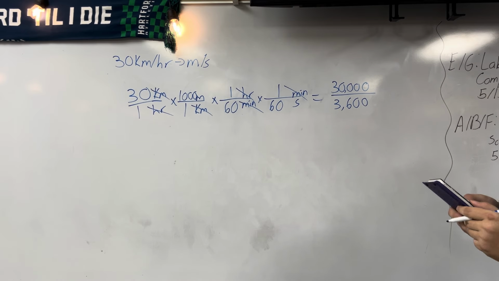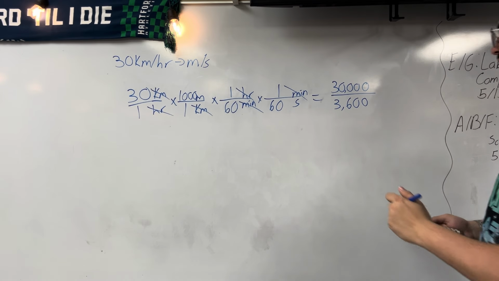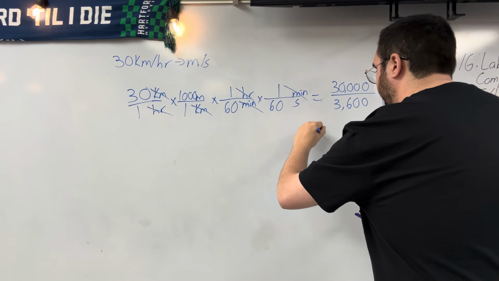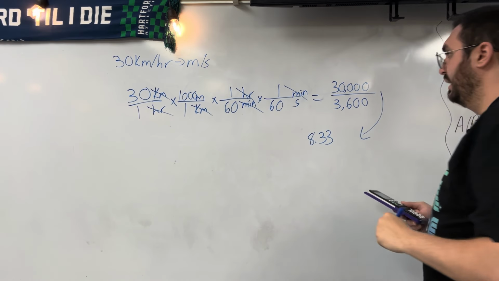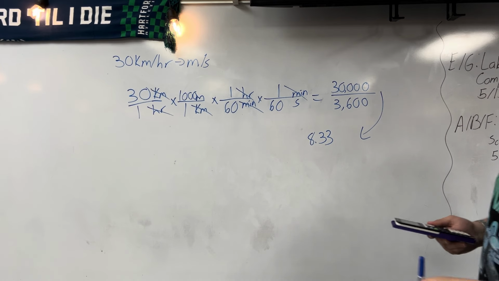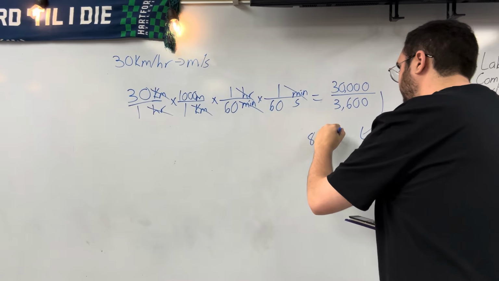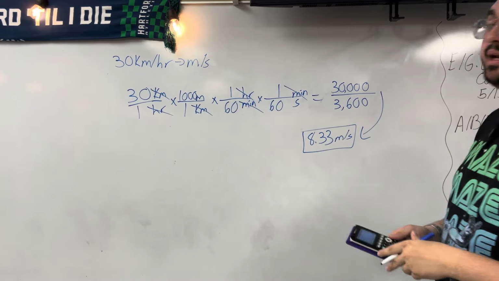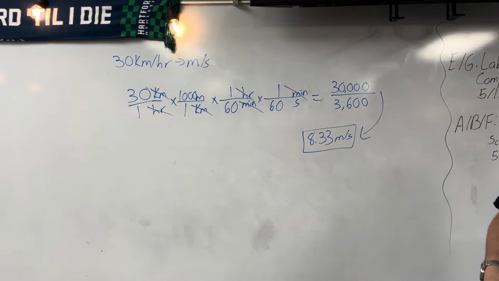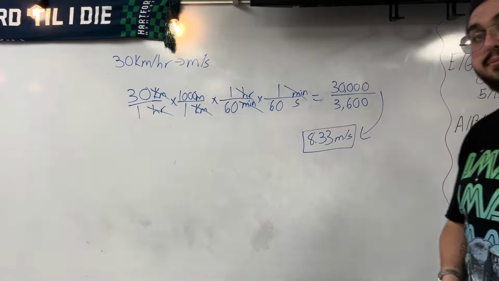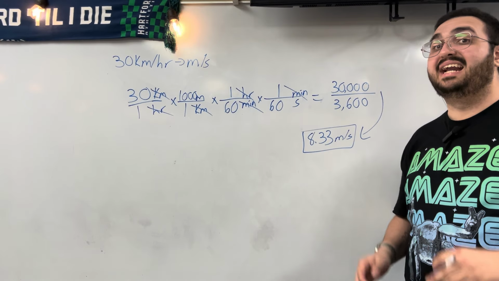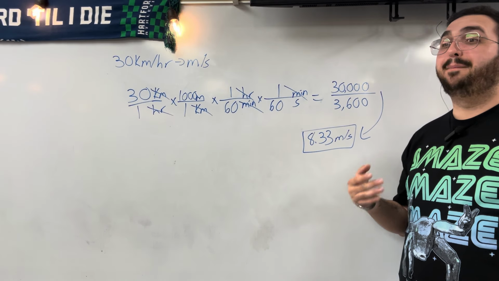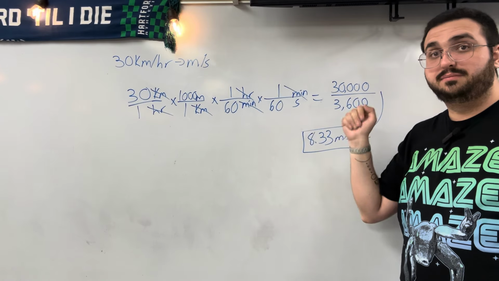Let's go ahead and do that. I get a final answer of 8.33, and I carry over my unit. In this case, it is meters per second. So 30 kilometers per hour comes out to be about 8.33 meters per second. Now I can take this velocity and do whatever math I need to do with it. But I wouldn't have been able to do that without my conversion.